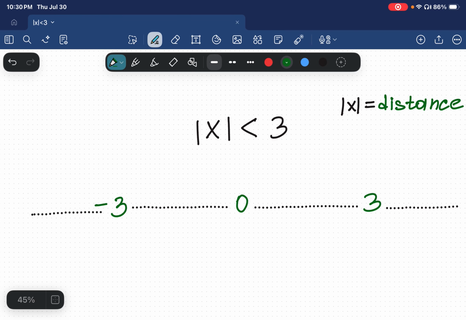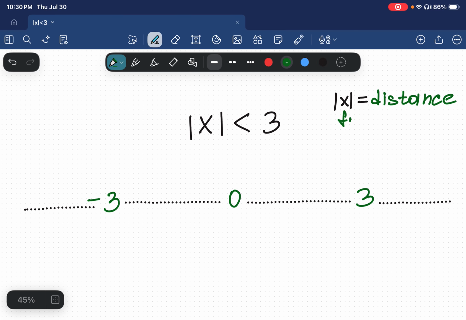The absolute value of a number is the distance from 0 to this number, in our case x. So absolute value of x less than 3 means that x is less than 3 units away from 0. Now look at this number line. What intervals will satisfy this condition?